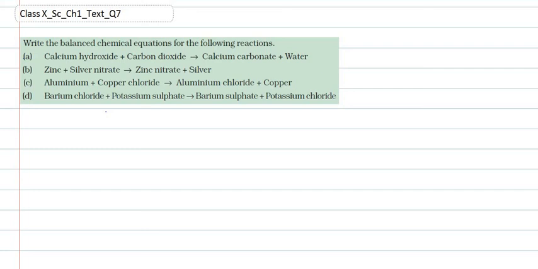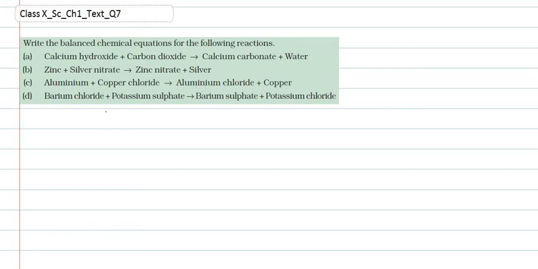The question says, write the balanced chemical equation for the following reaction. Calcium hydroxide plus carbon dioxide becomes calcium carbonate plus water. Zinc plus silver nitrate becomes zinc nitrate plus silver. Aluminium plus copper chloride becomes aluminium chloride plus copper. Barium chloride plus potassium sulphate becomes barium sulphate plus potassium chloride.